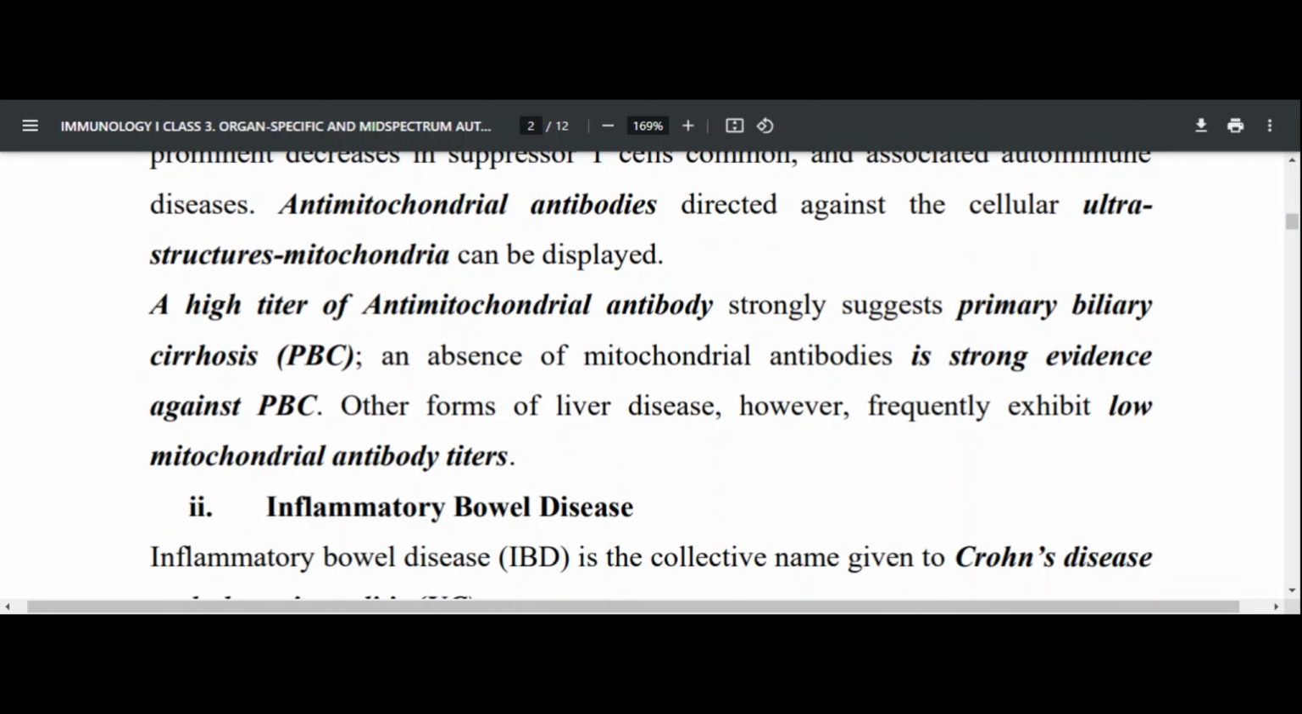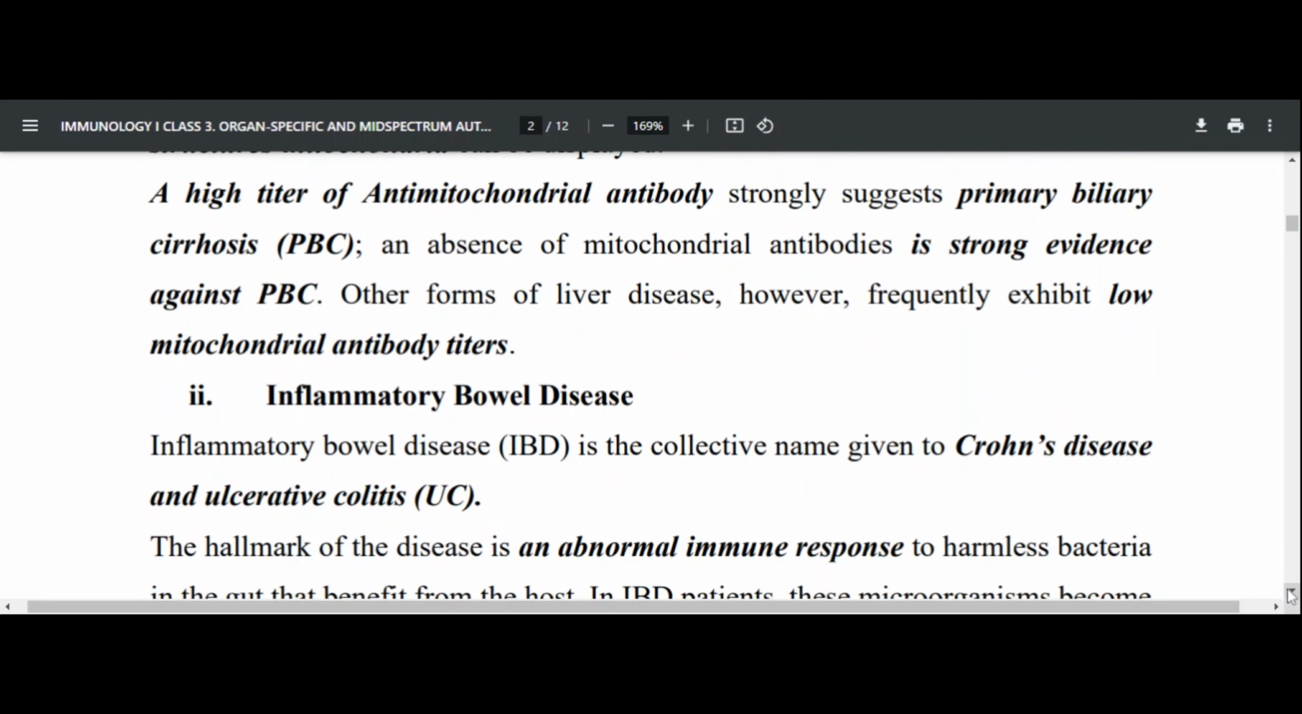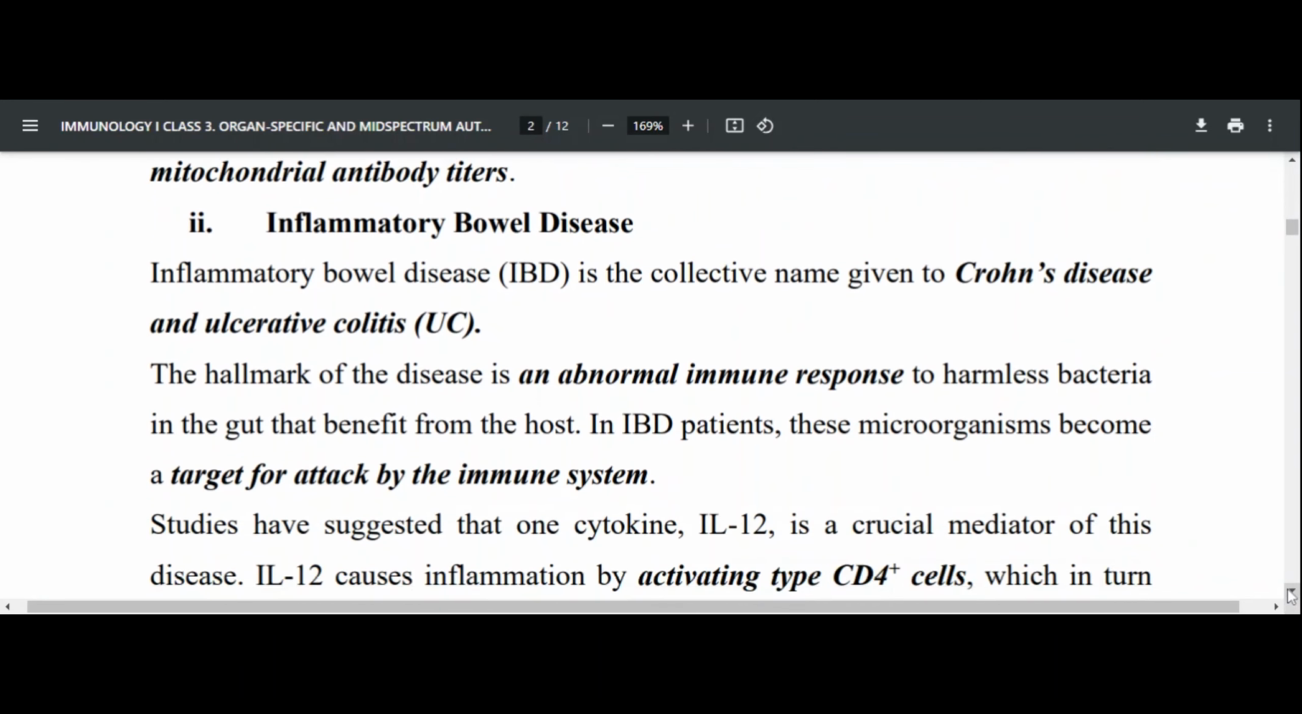The third autoimmune disease that we know is inflammatory bowel disease, which includes Crohn's disease and ulcerative colitis. Both of them are inflammatory bowel diseases. The hallmark of the disease is an abnormal immune response to harmless bacteria in the gut. In inflammatory bowel disease patients, these microorganisms become a target for the immune system. Whereas these microorganisms are very harmless in the gut, we can actually benefit from them, and they can benefit from the host.